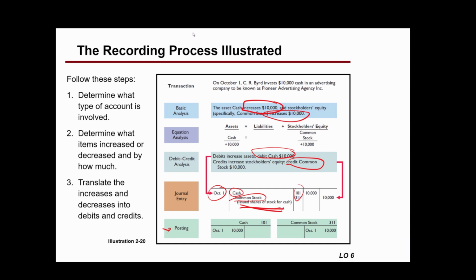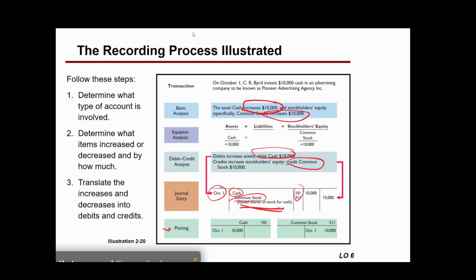What happened to cash? Cash has increased. What happened to common stock has also increased. So we debit. We know that assets, when assets increase, we debit them. And at the same time, when common stock increases, we credit the account. So we debit cash and we credit common stock, right?